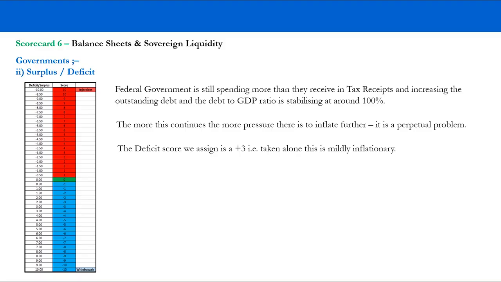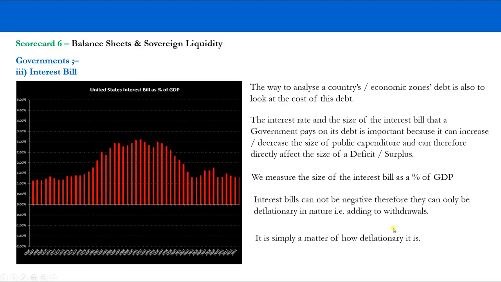So that's good to understand, because when we start building out our overall scorecard analysis, including all our drivers, we're going to be scoring in a very similar way on a big negative to big positive sliding scale. Now, what about the next driver? The next driver we're going to look at is the interest bill.